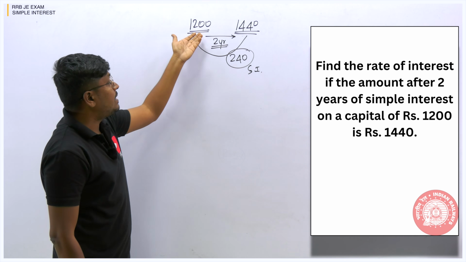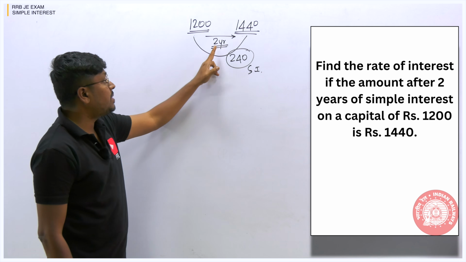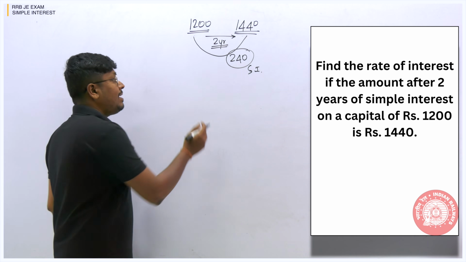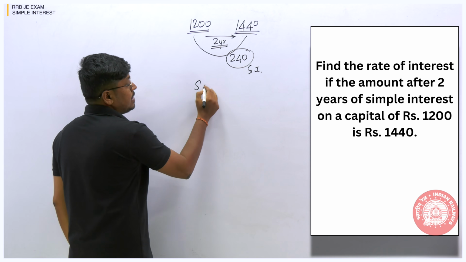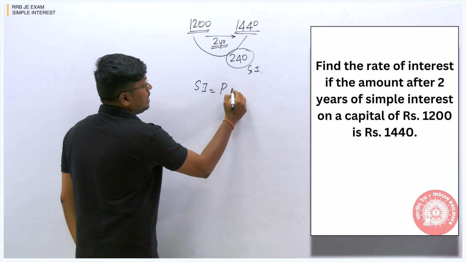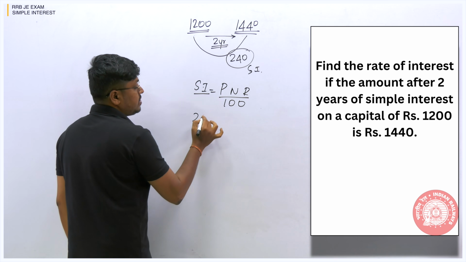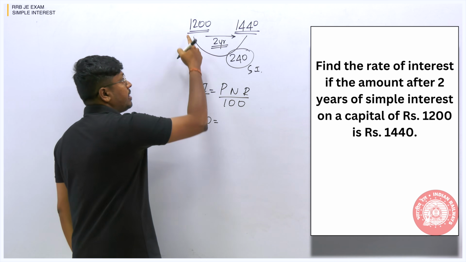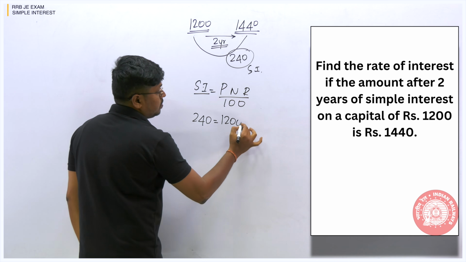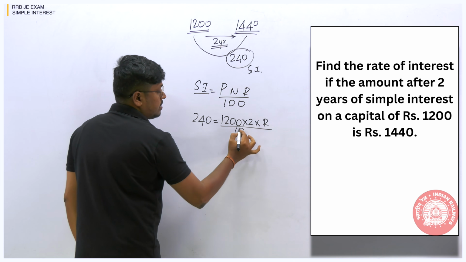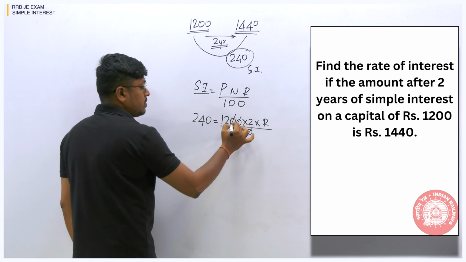So now we can see we have all the values here. We know the time duration, the principal, and the simple interest. So finding the rate of interest is very easy, because the simple interest formula is PNR divided by 100. So simple interest, which is 240, equals the principal, which is 1200, number of years is 2, and the rate of interest is what we need to find, right? So the zeros cancel, and 20 cancels here.